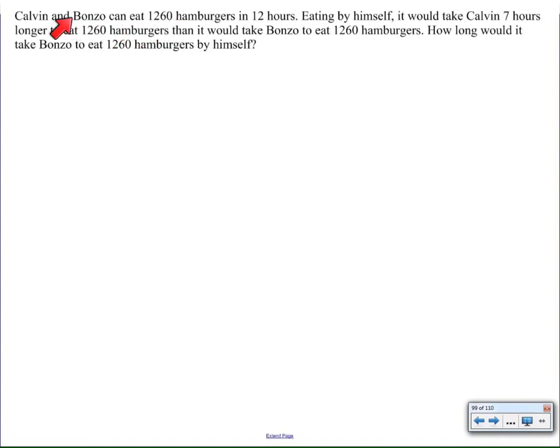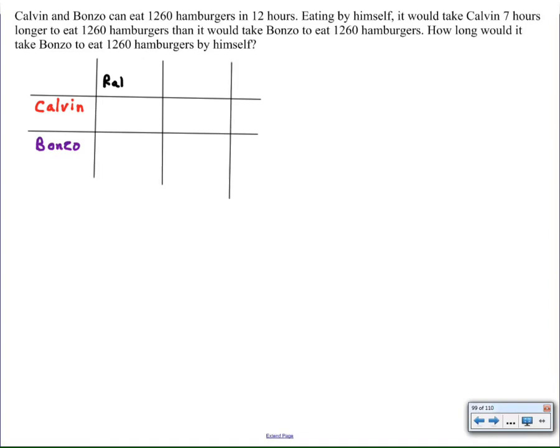So I'm given information about how long it takes these two guys, Calvin and Bonzo. It takes them 12 hours to eat 1,260 hamburgers. We know that there's a relationship between the time it takes Calvin to eat the burgers by himself and the time it takes Bonzo to eat the burgers by himself, and all that information is enough to figure out how long it would take Bonzo to eat the burgers by himself. The way this works out, same thing, we have Calvin, Bonzo, and we have distance, rate, and time, but instead we're using burgers instead of distance.